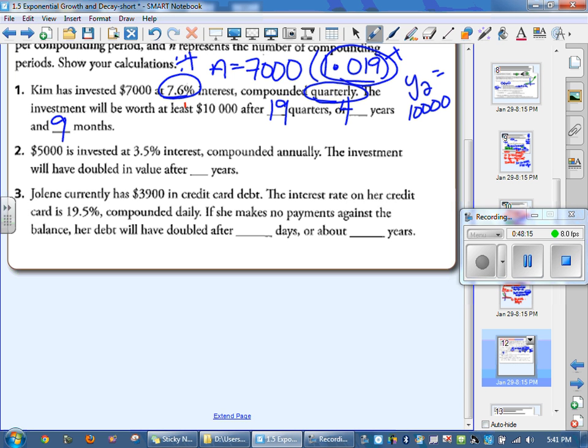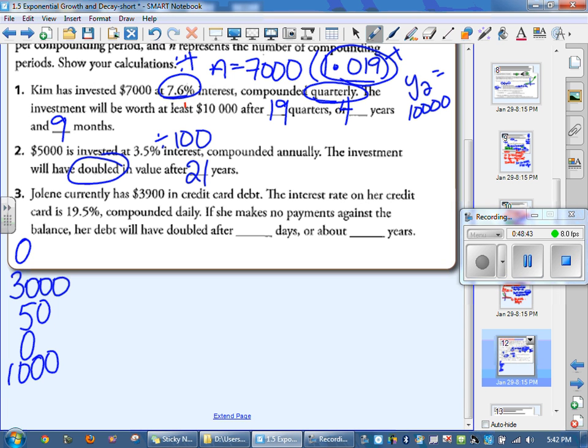On number 3, in order to graph this one, you need the window. 0, 3,000. Count by 50s. 0, 10,000. And you can count by thousands. Okay, that should work. Now, we looked at number 3. Number 3, you should get 1298, so 1,298 days, or anywhere between 3.6 to 3.9 years, anywhere in there. Depending on your rounding, that's going to give you a rough value.